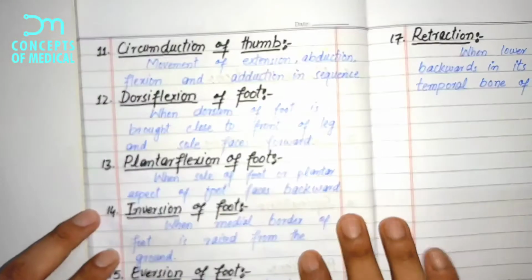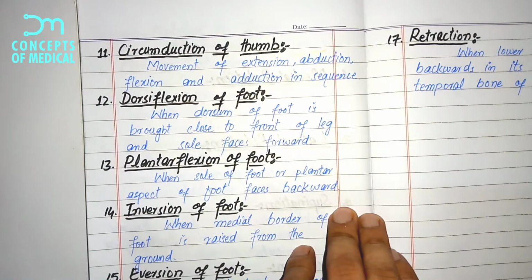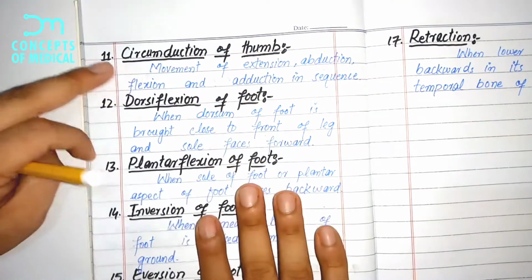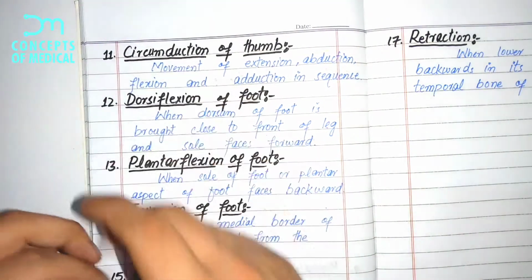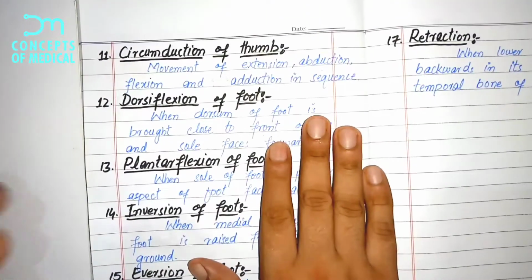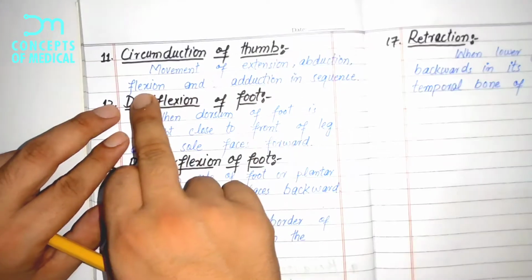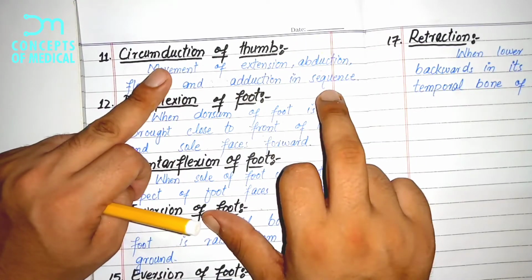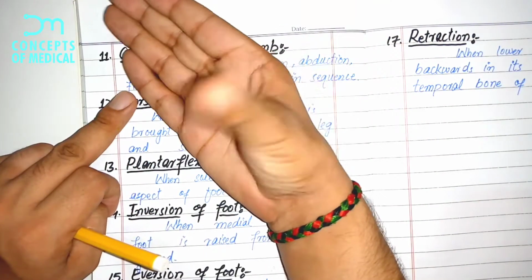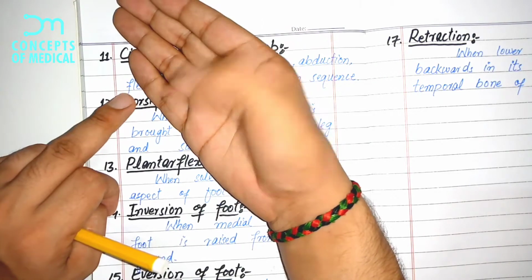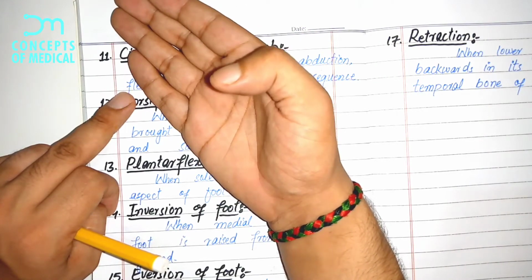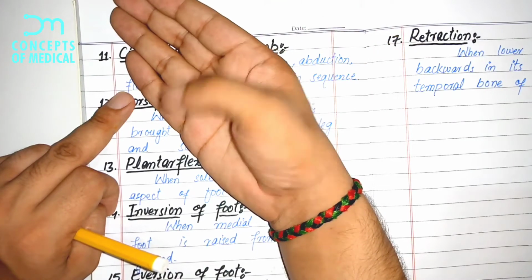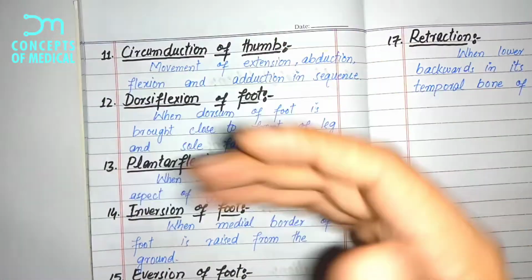Here another term is circumduction of the thumb. Again, as I explained before, circumduction is the combination of flexion, abduction, adduction, and extension, right? Movement of extension, abduction, flexion, and adduction in a sequence is called circumduction. So how does circumduction occur in our thumb? This is circumduction of our thumb, right? Because flexion, extension, abduction, and adduction occur, this whole movement is called circumduction of our thumb, right?